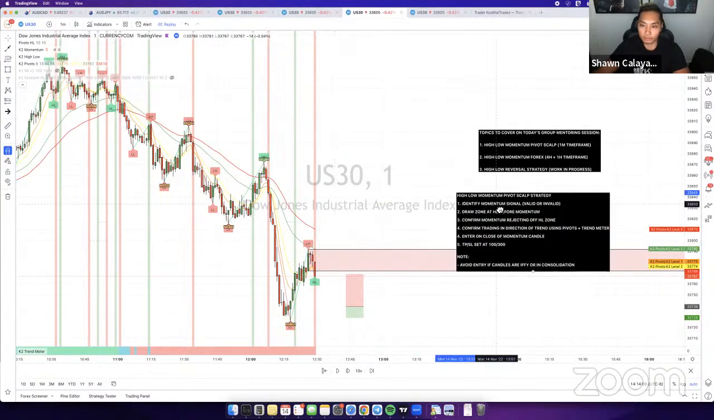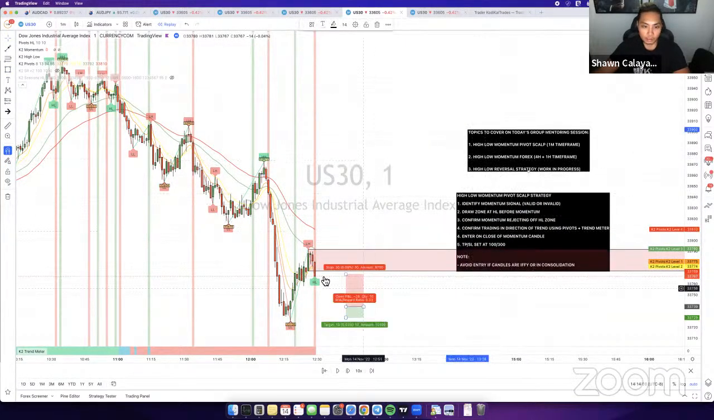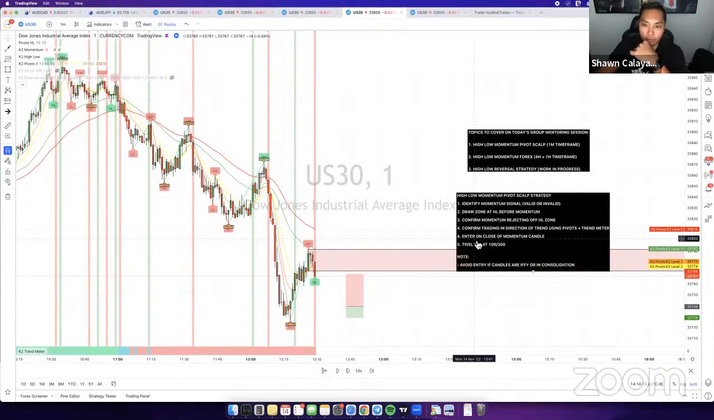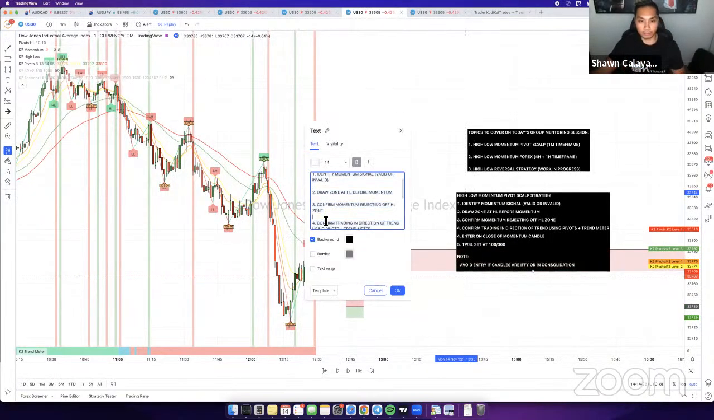The third requirement, confirm the momentum is rejecting off the high low zone. This right here is pushing away from it. There's a rejection. Fourth, confirm you're trading in the direction of trend. Again, right here, pivots are angling down. Red pivots on top, the rest of the pivots are below. Trend meter is also red. It's in a strong downtrend. Sorry, let me change this real quick. This has got to be 5, and this has got to be 6.